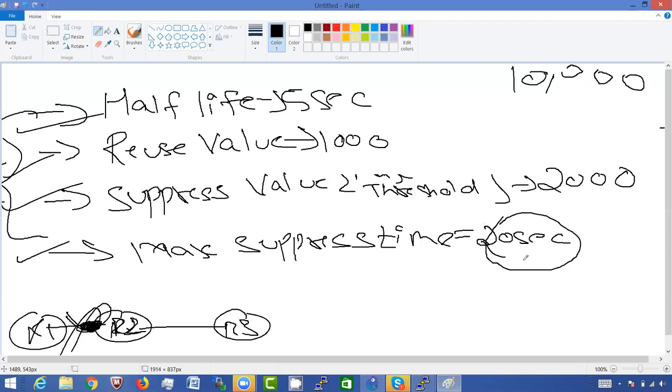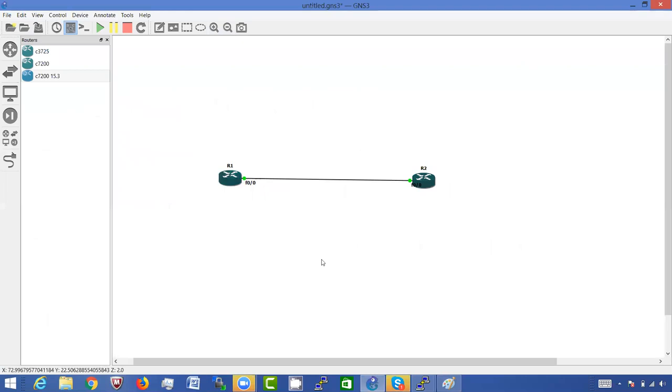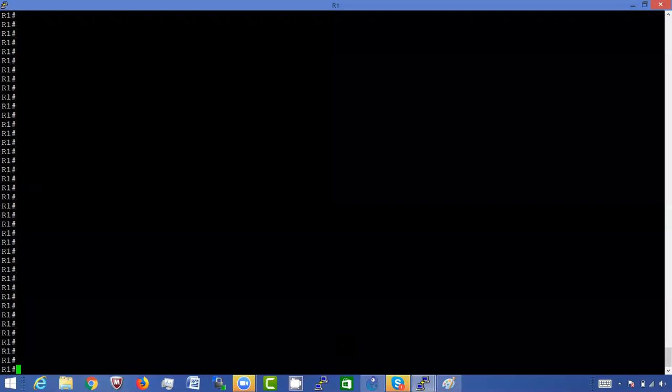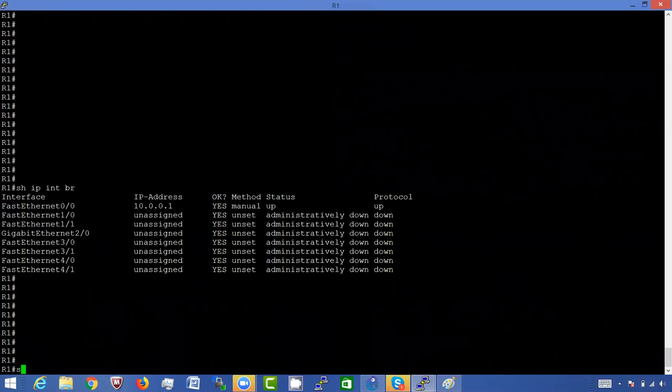Okay, so now we will see some practical of this, how to configure this feature. Let's say I will go on R1. On FastEthernet 0/0, there is the IP 10.0.0.1. To configure this feature, I just need to go on the interface.